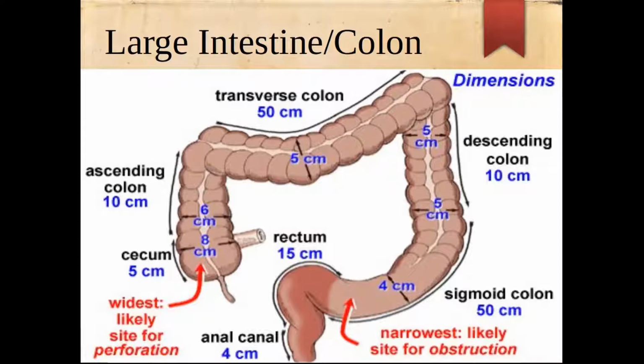And you see the narrowest part is the sigmoid colon, about 50 centimeters. This is why left-sided colon and sigmoid colon tumors are more likely to present with obstruction. Also, the most common site of diverticular disease is the sigmoid colon, because it is the narrowest part of the colon.